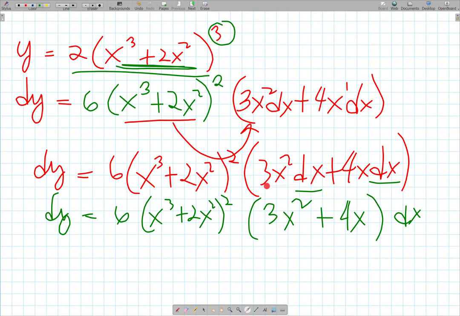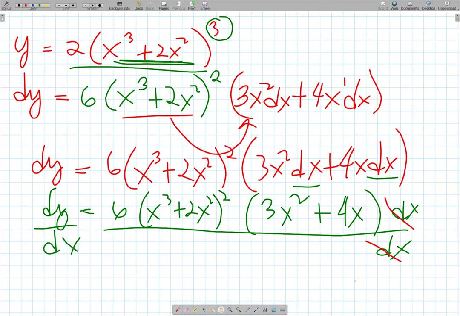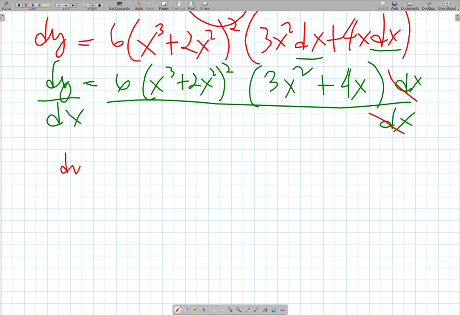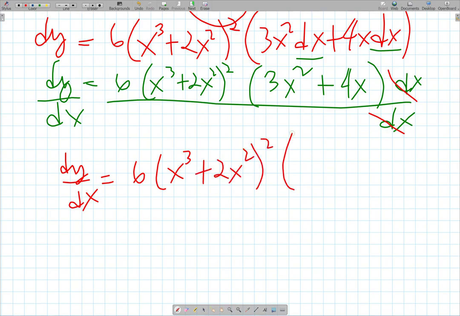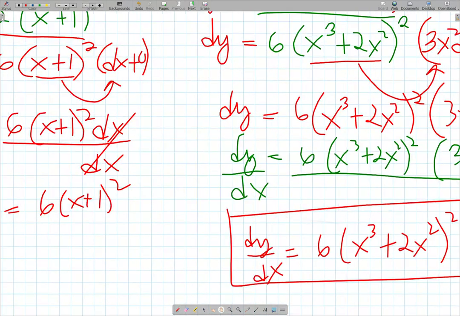dx times 3x squared is 3x squared dx. dx times 4x is 4x dx. Okay, that's the time, because we are looking for dy over dx. Divide both sides by dx, so we can cancel out dx. So our dy over dx is equal to 6x cubed plus 2x squared, over 3x squared plus 4x. Okay, naintindihan? So we'll go back to question number 1.